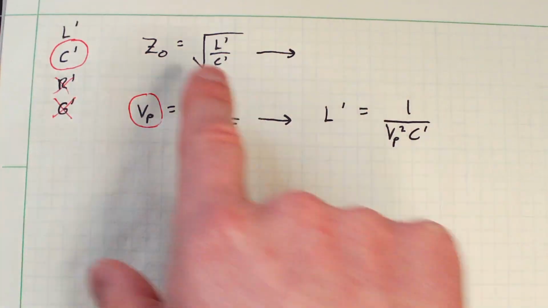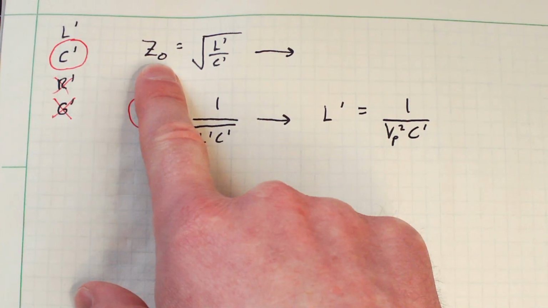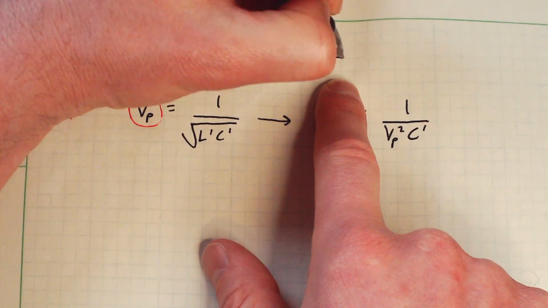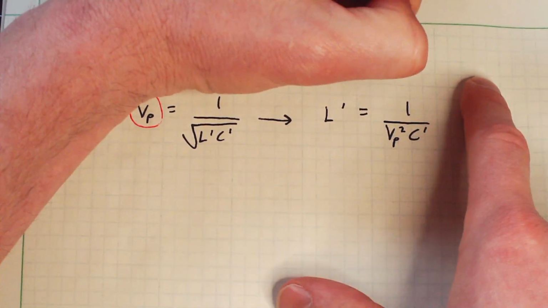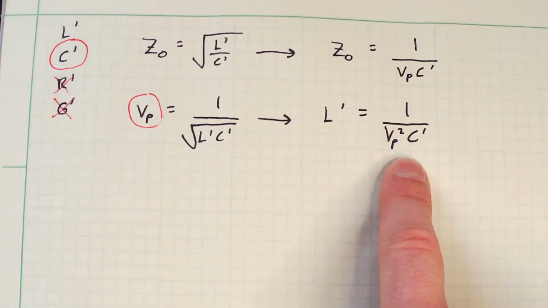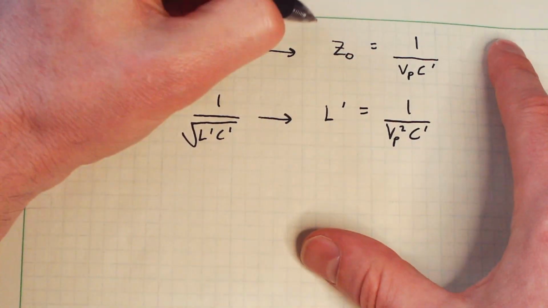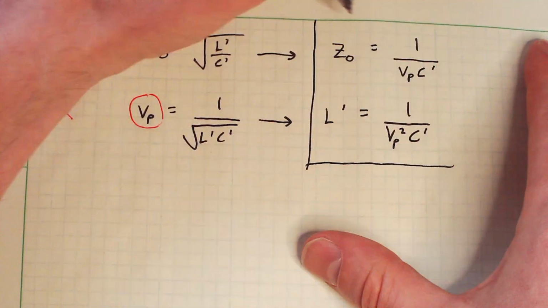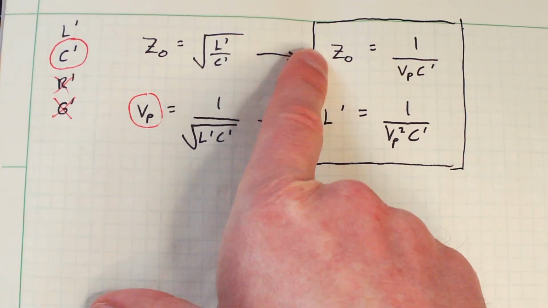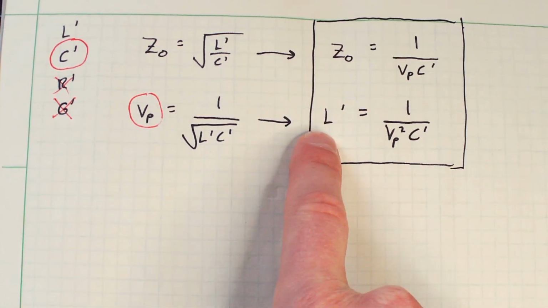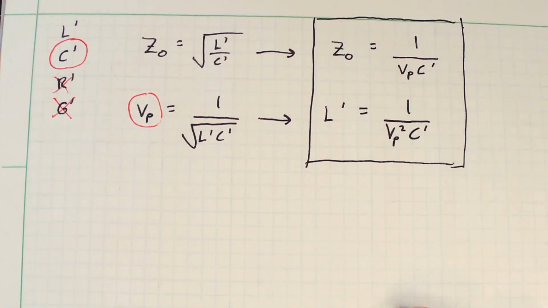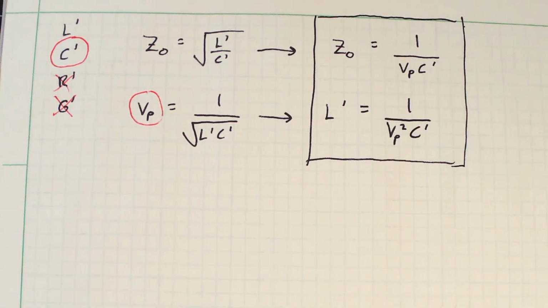Likewise, if I then do a little bit of substitution and calculate Z naught in terms of these 2 parameters, you find that Z naught is equal to 1 divided by V sub p times C prime. So just the little square goes away. So these are actually the 2 equations we're going to use. Because it's actually not as easy as you might think to measure Z naught, and you can, in a sense, measure L prime, but there's some frequency issues which we'll discuss later. So let's go ahead and begin with this process now.